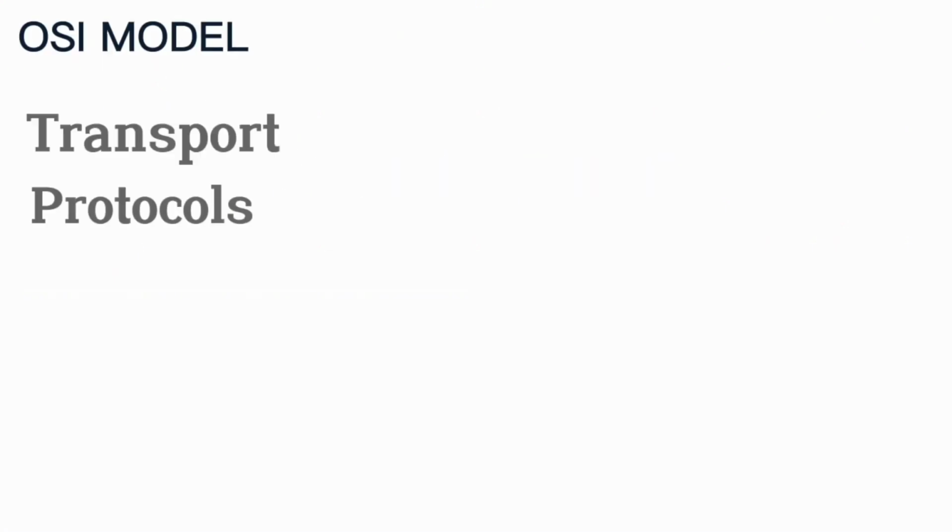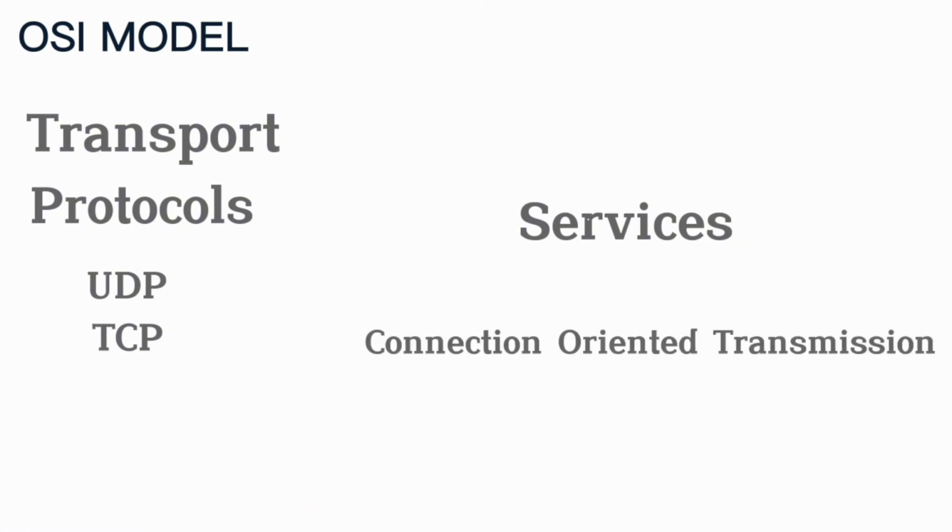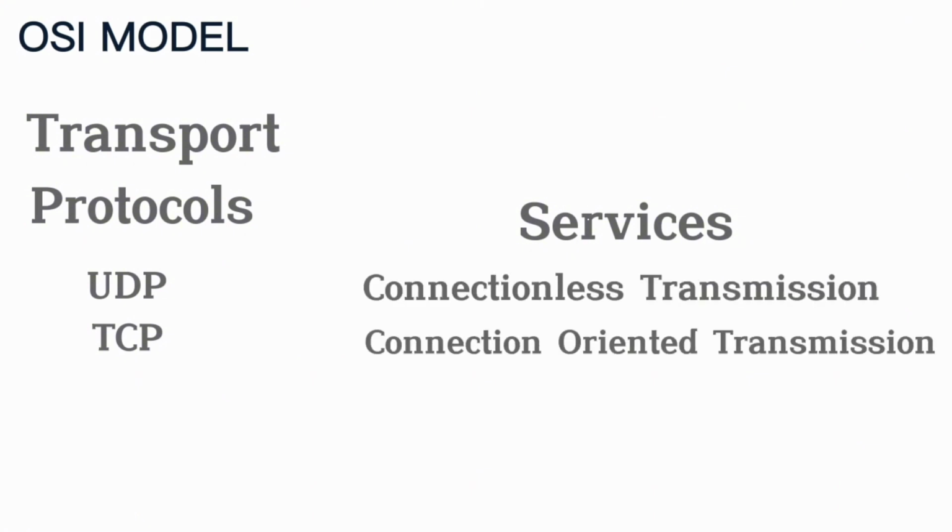Protocols of the transport layer are the UDP or User Datagram Protocol and TCP or Transmission Control Protocol. These protocols use two services, the connection-oriented transmission and the connectionless transmission. TCP uses connection-oriented transmission while UDP uses connectionless transmission. Therefore, UDP is faster than TCP, and TCP enables us to resend lost data.